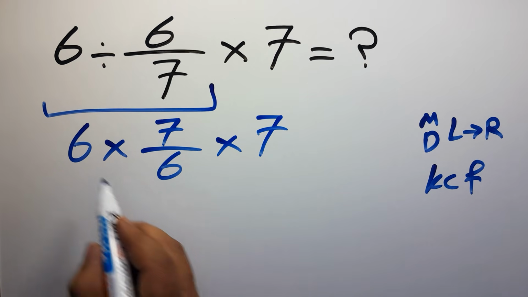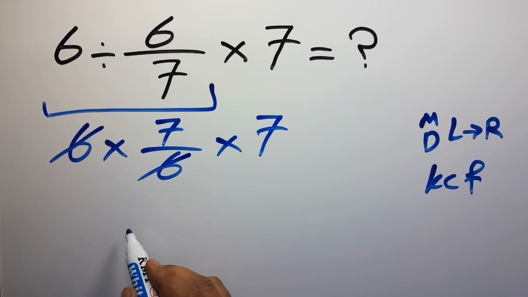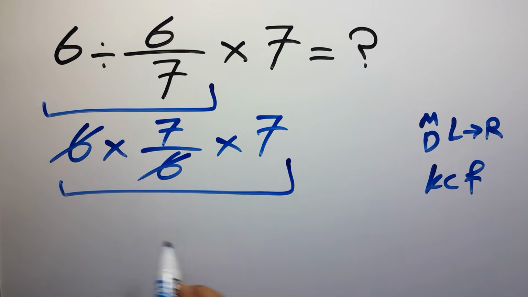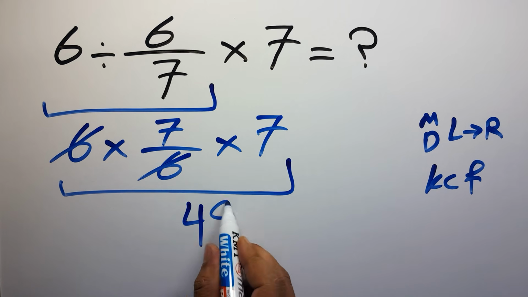Now, we can easily cancel this 6 and this 6. So we have just 7 times 7, which equals 49. And this is our final answer to this problem.